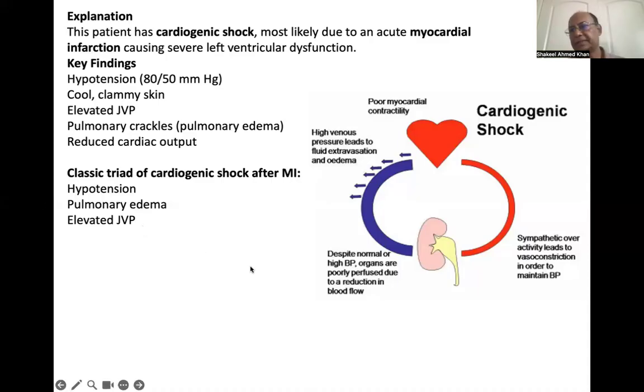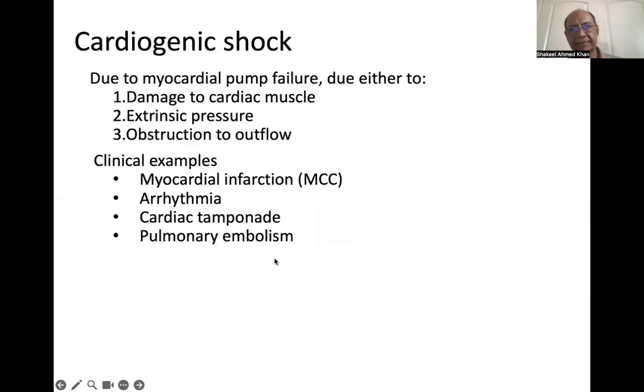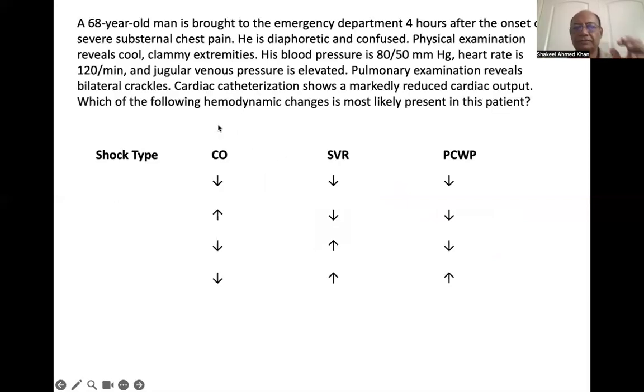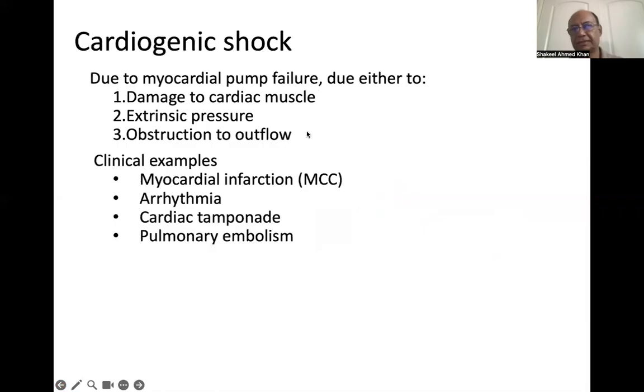Now let's see what could be the most important cause, which we have just discussed, the myocardial infarction, probably a massive myocardial infarction. Not in every myocardial infarction does the patient go into cardiogenic shock, but if there's a massive one, maybe the LAD, the left anterior descending artery, is blocked, a massive block might lead to cardiogenic shock. The other examples could be something from the outside. What's the meaning of that? Tamponade, where the heart is being pressed like this. That also can lead to cardiogenic shock.